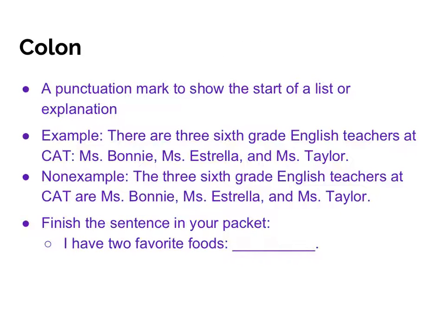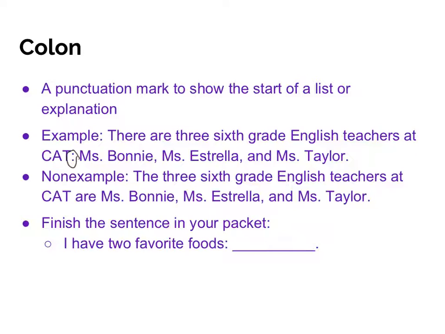Now please go to the top of page 2 and find colon. A colon is a punctuation mark to show the start of a list or explanation. Here's an example. There are 3 6th grade English teachers at CAT: Miss Bonnie, Miss Estrella, and Miss Taylor. So I have this punctuation mark, the colon, to show the start of a list. So here's my list, so I put a colon there to show, okay, this is where the list starts.